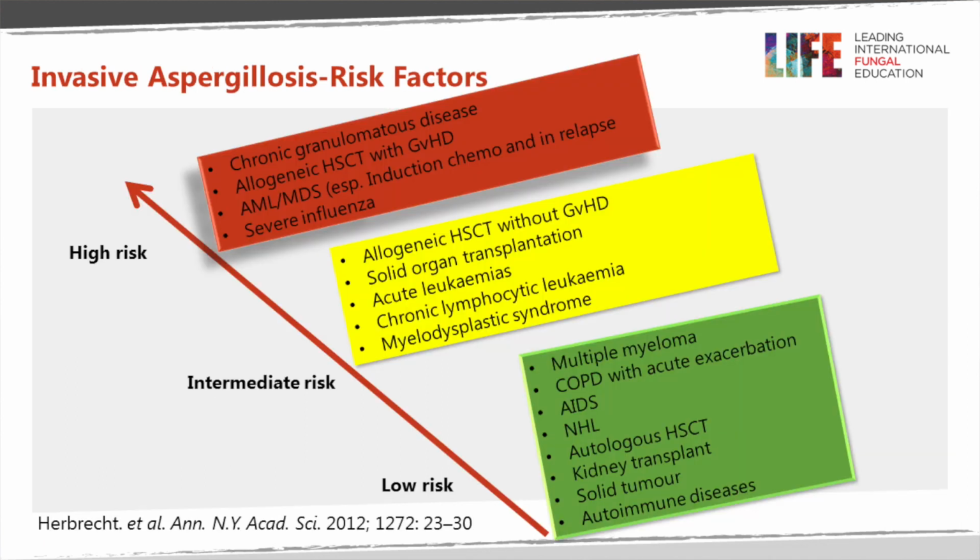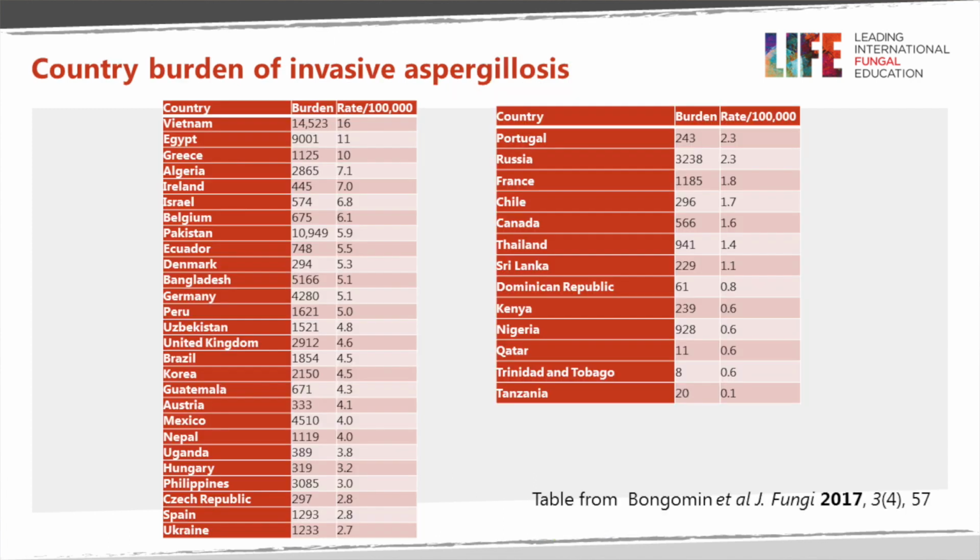And so you've got these groups of patients with low risk, multiple myeloma, COPD, and so on, with around 1 to 3%, 4%. Then you've got intermediate risk with higher rates than that. And then your high-risk patients, including the genetic disorder chronic granulomatous disease, and allogeneic stem cell transplants, and patients with persistent neutropenia are particularly at risk, as well as influenza.